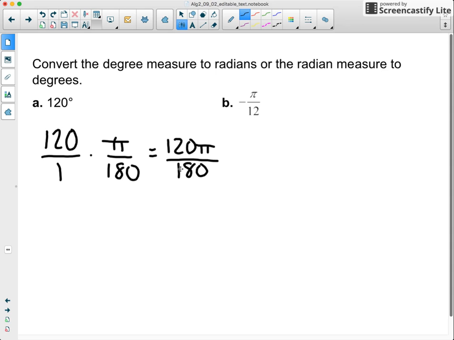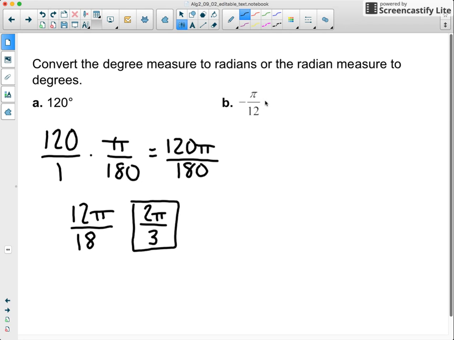We can simplify it. We can divide both the numerator and the denominator by 10 to give us 12 pi over 18. And you're probably looking at that and saying, well, I think there's some more we can take out. And both 12 and 18 have a factor of 6. If you divide the 6 into the top and the bottom, you should get 2 times pi over 3. And that is 120 degrees in radians.